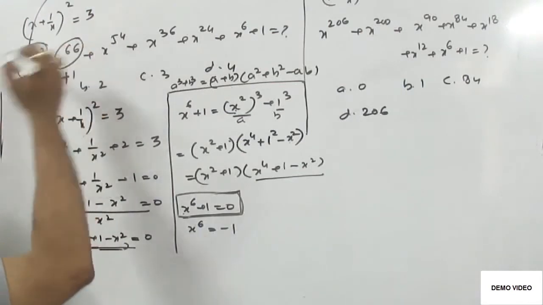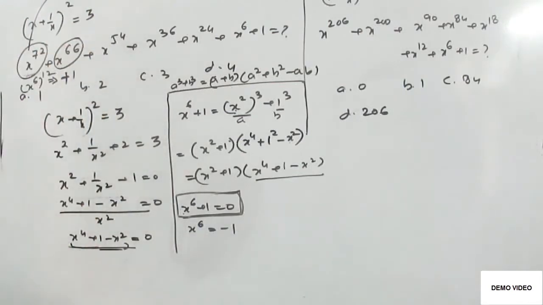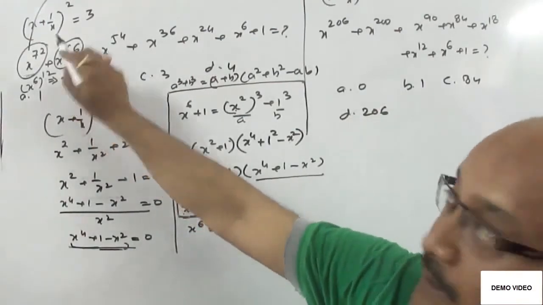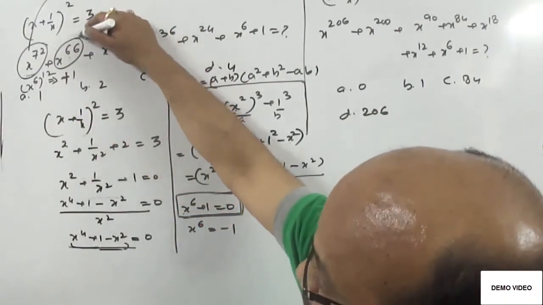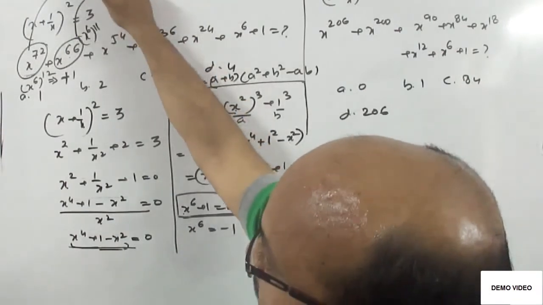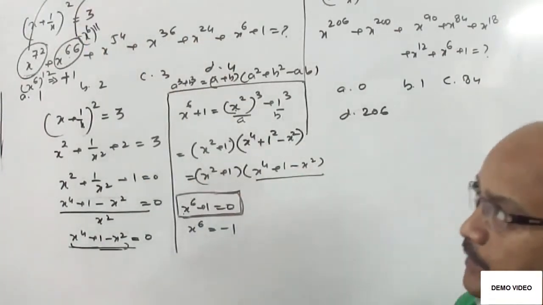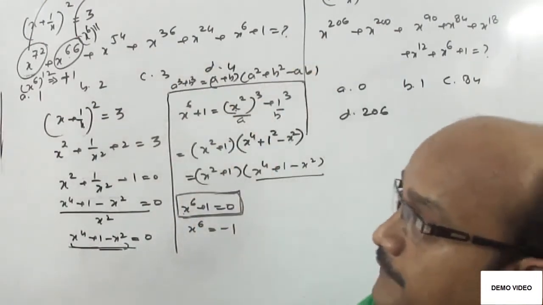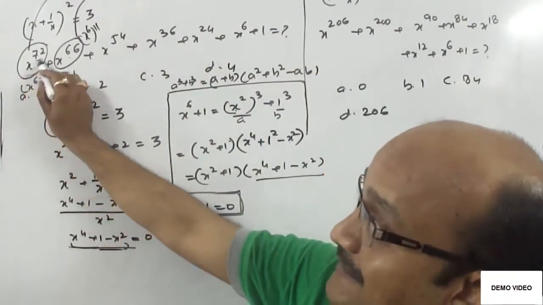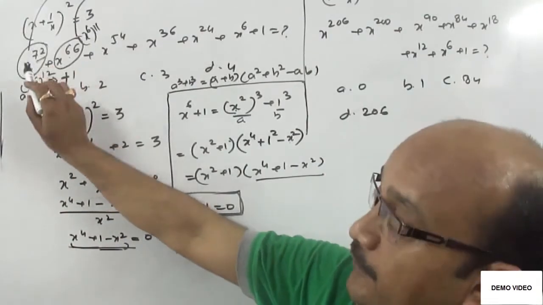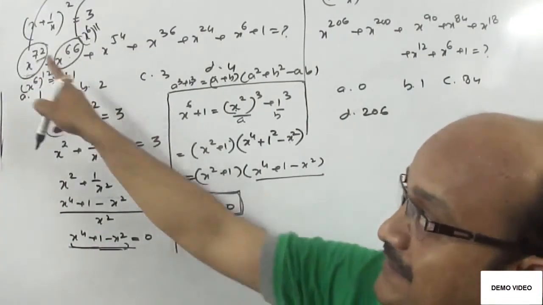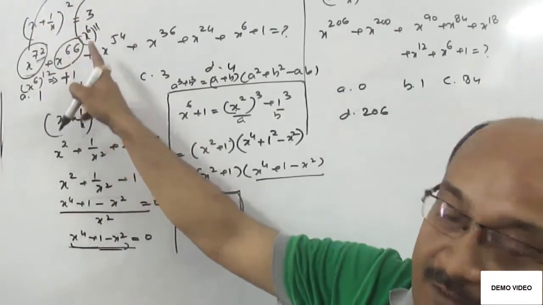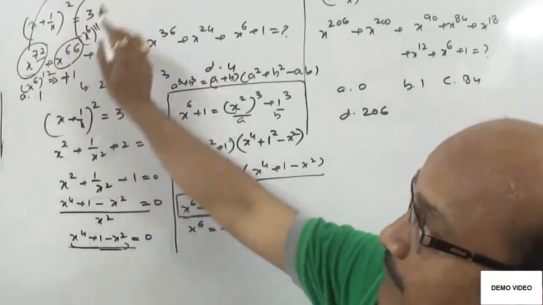Now, the same point in this question. We have these two parts. Take 200 common. Inside we have x to the power 6 plus 1. Then take x to the power 84 common. We have x to the power 6 plus 1. Take x to the power 12 common. We have x to the power 6 plus 1. Take 1 common. We have x to the power 6 plus 1. And put x to the power 6 plus 1 as 0. So 0, 0, 0, 0. The entire value would be 0, as 0 multiplied with this gives you 0. x to the power 84 into 0 gives you 0, and so on. Final answer is 0.